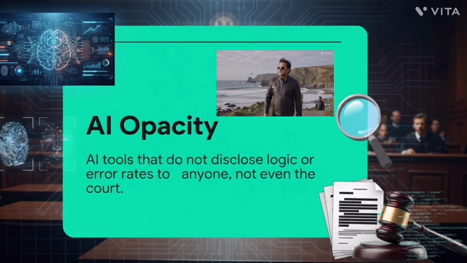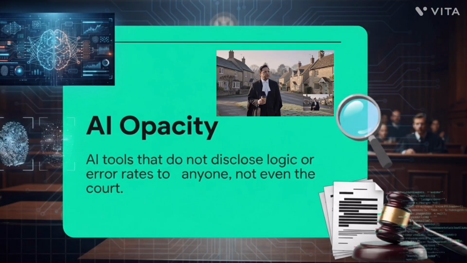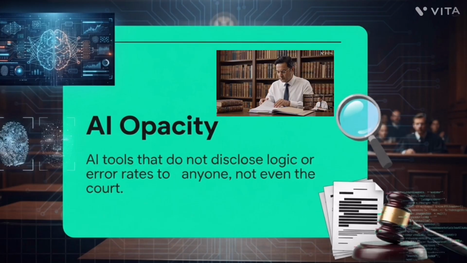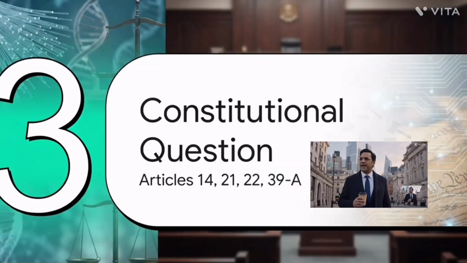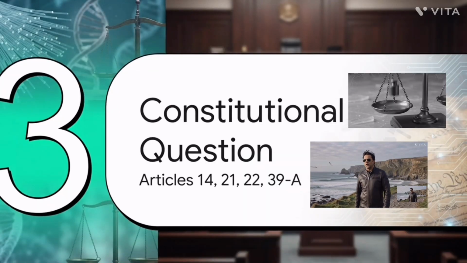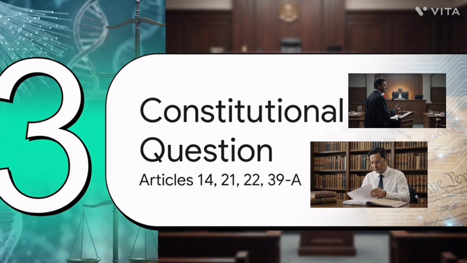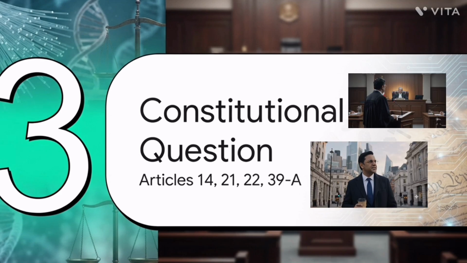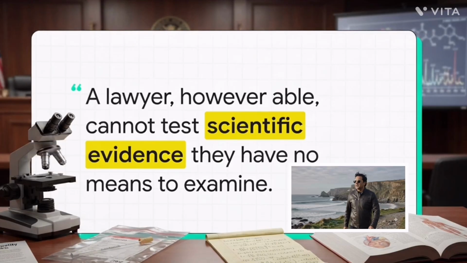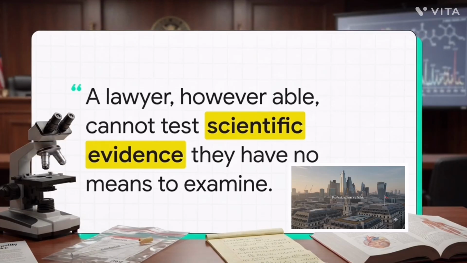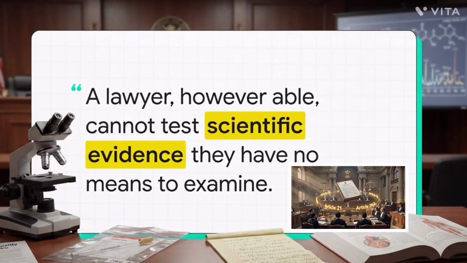When these AI identification tools spread through investigations, this opacity isn't just a theoretical problem anymore. It becomes a routine, silent part of taking away human liberty. Which brings us to Section 3. The constitutional question, focusing specifically on Articles 14, 21, 22, and 39A. I want you to listen to this incredibly powerful quote derived from the petition's main argument.